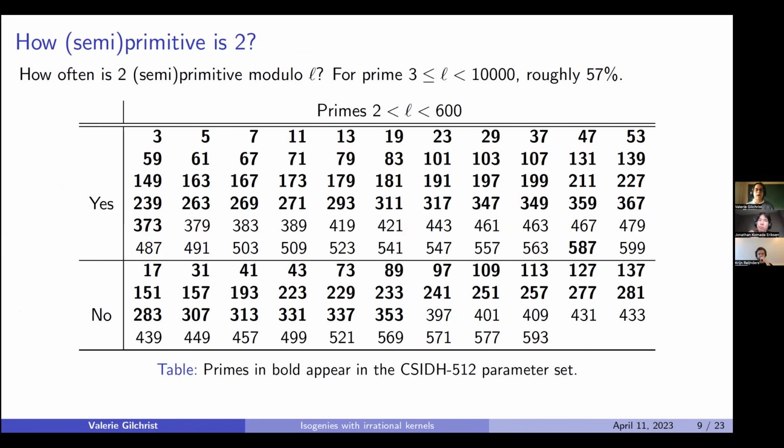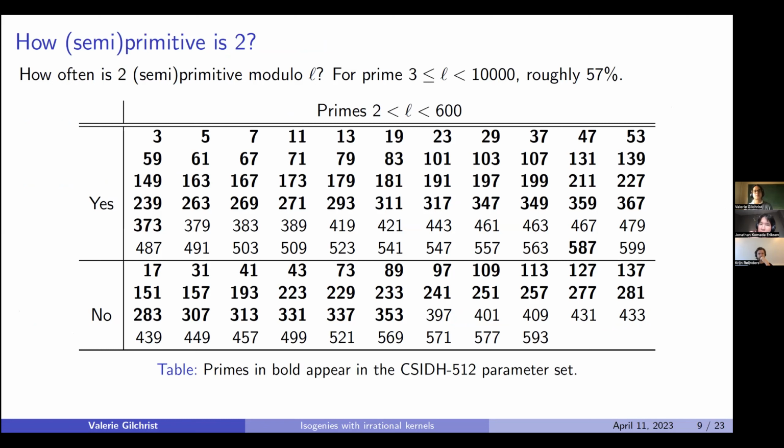So exactly how often does this happen? Like I said, you need 2 to be a primitive root. So will this happen often enough to make it interesting? We think yes. If you look at all of the primes between 3 and 10,000, around 57% of them are either primitive or semi-primitive and satisfy the additional constraints you would need.